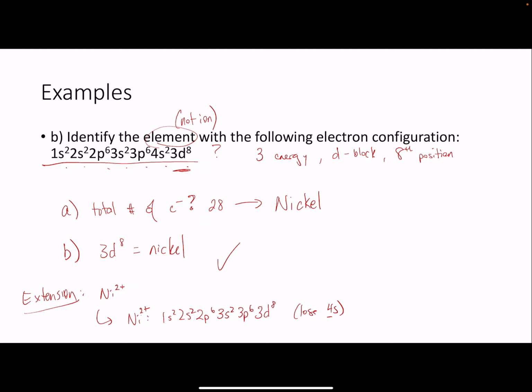Now if we wanted to write that in noble gas configuration, we go up to our last p orbital, and we look at the third energy level, and that is the noble gas argon, 3d8. So nickel has 4s2, 3d8 at the end. The nickel ion has just the 3d electrons, not the 4s. They've been lost as the valence electrons.